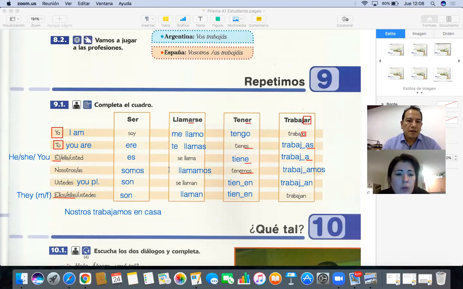That's how it works. And nosotros: here would be nos. Nosotros nos llamamos. So we ourselves call A and B. That's the particle, nos llamamos. That's what we refer to as reflexive words like ourselves. And then ustedes se llaman, you guys call yourselves A, B, and C. And the last one, they call themselves, same thing, se llaman.